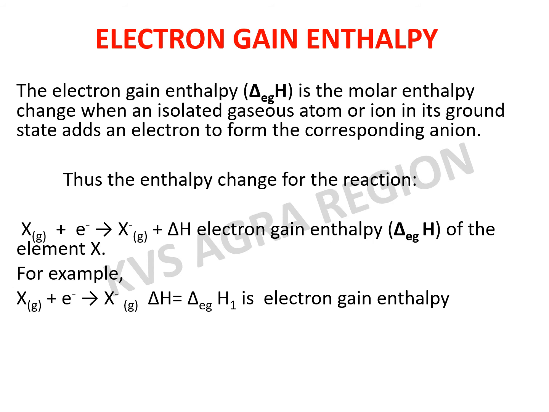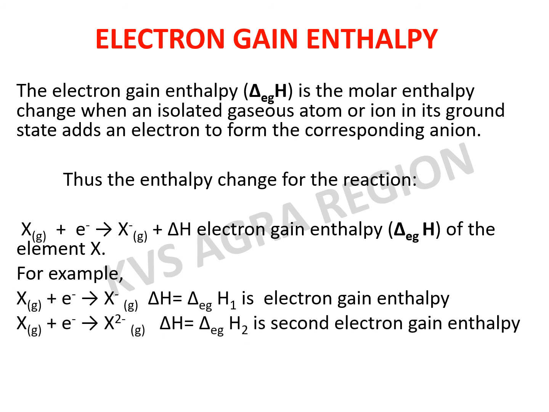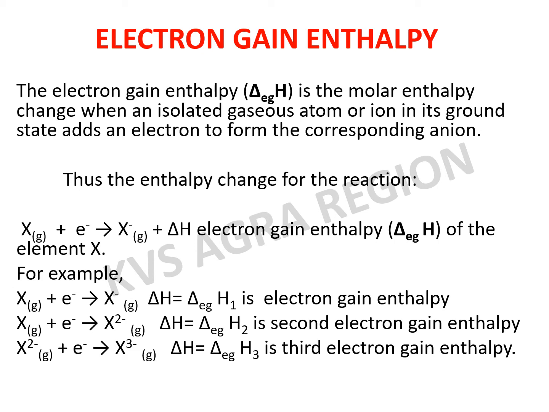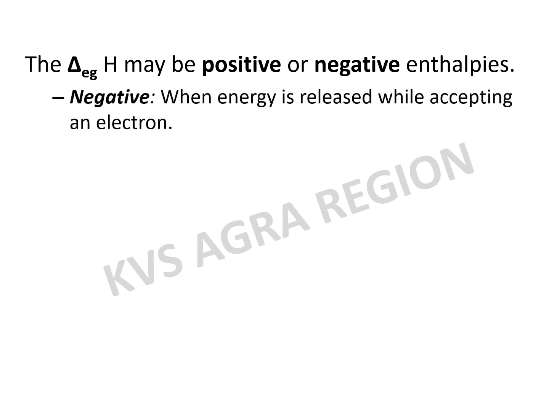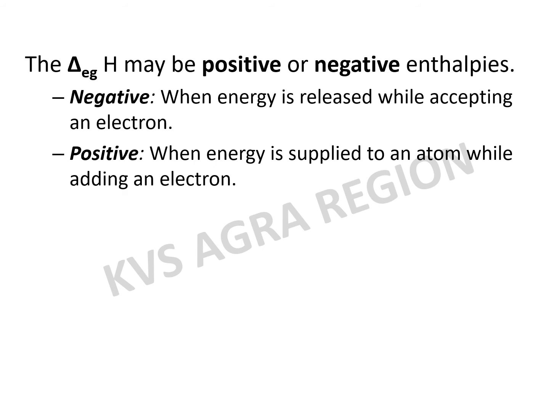Here it has gained the first electron, and this enthalpy change is known as first electron gain enthalpy or simply electron gain enthalpy. But when a second electron gets added to X negative to form X2 negative, then this is known as second electron gain enthalpy. Similarly, when a third electron gets added, the enthalpy change is known as third electron gain enthalpy. Now, electron gain enthalpy may be either positive or negative. Negative when energy is released while accepting an electron, and positive when energy is supplied to an atom while adding an electron. Let's try to understand.